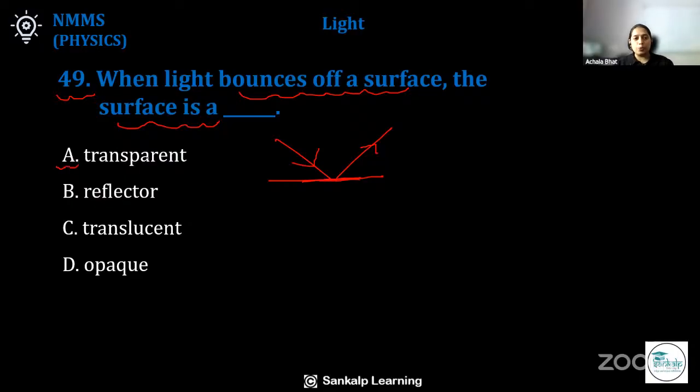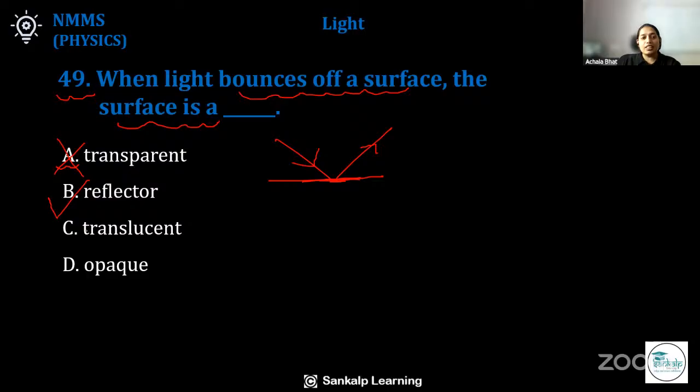No, in transparent, for example, glass. Glass is example for transparent material. In glass, what happens? Light rays pass through that glass. So, transparent is wrong answer. Here, light rays are not bouncing back. B, reflector. Yes, this phenomenon is actually reflection. So, the surface is reflector.